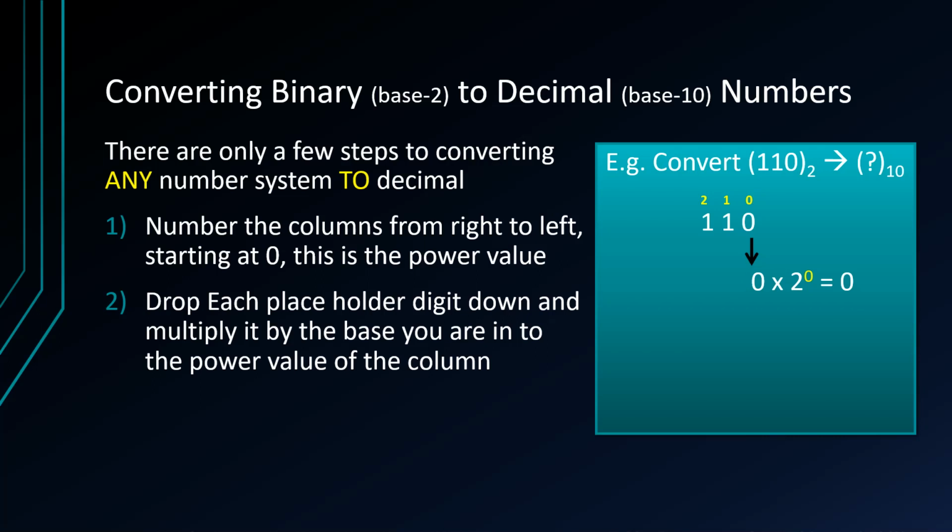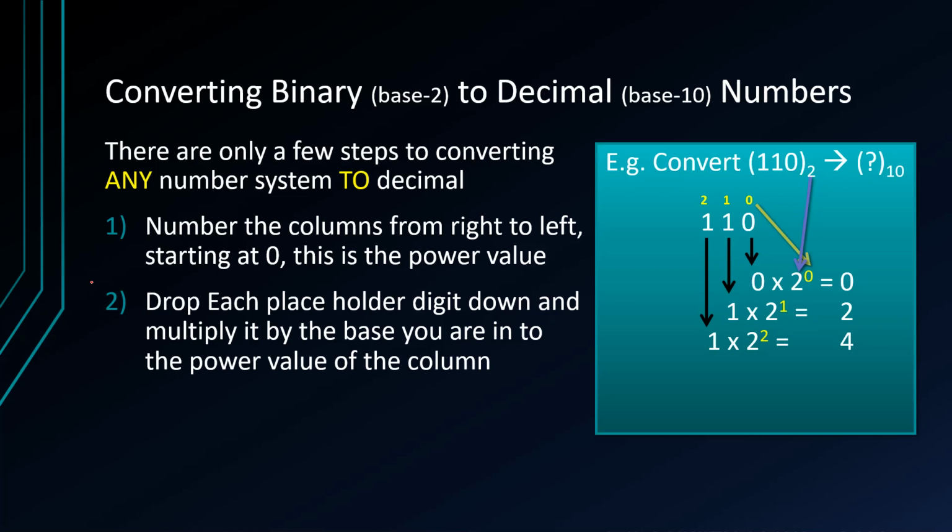Looking at the next column, it's the same idea. So there's the base, and then there's the exponent. Now we continue this process. We drop the 1, the placeholder, we multiply it by the base to the exponent of the column we're currently in. 2 to the power of 1 is 2. Multiply that by 1, we get 2. We repeat it again. Drop the number, multiply it by the base to the exponent, and this time we get 4. 2 to the power of 2 is 4.